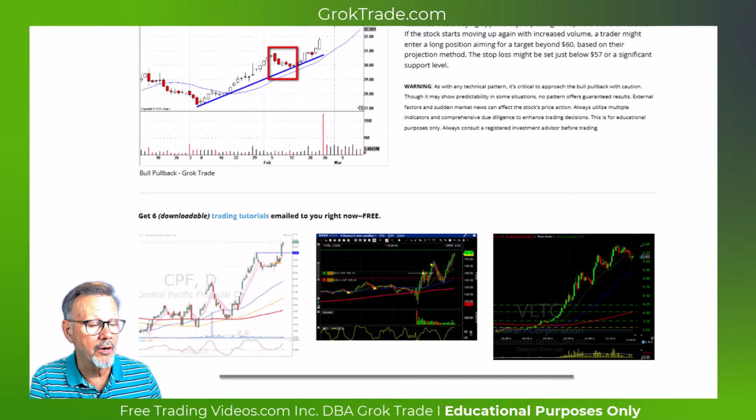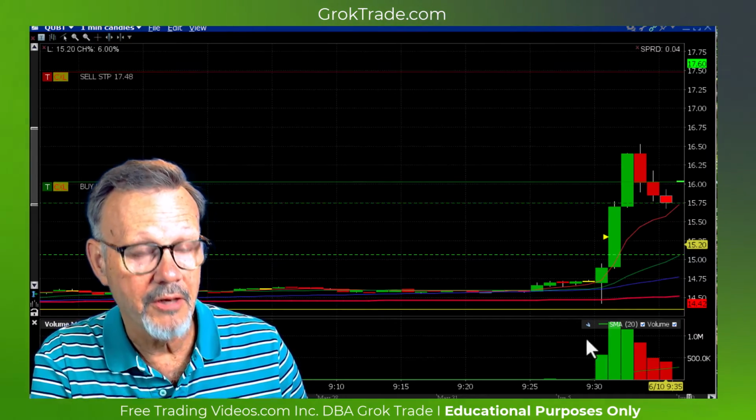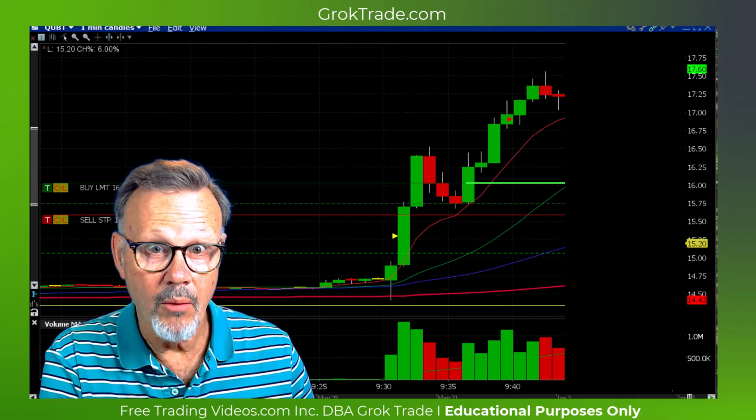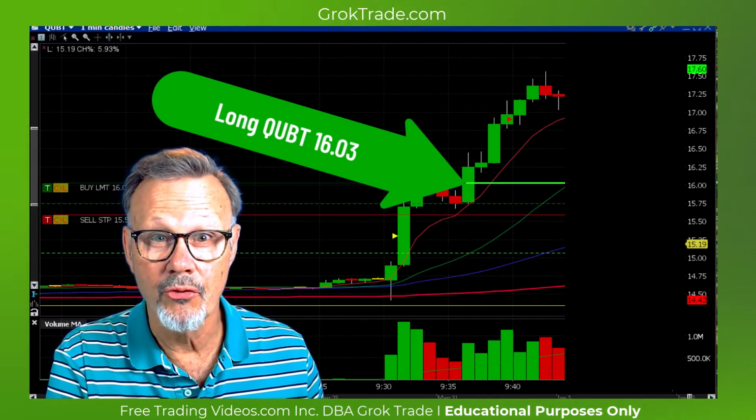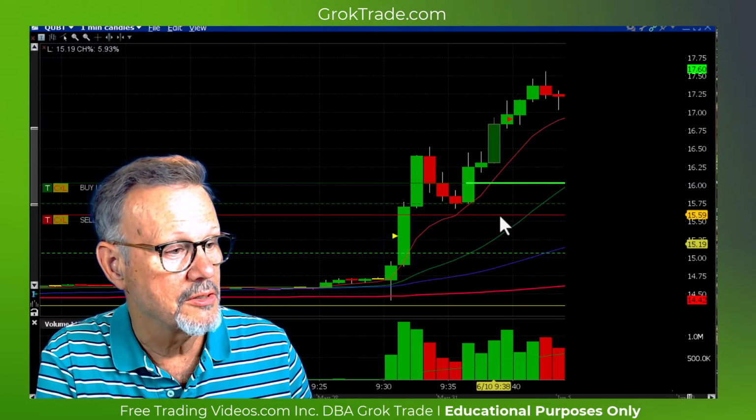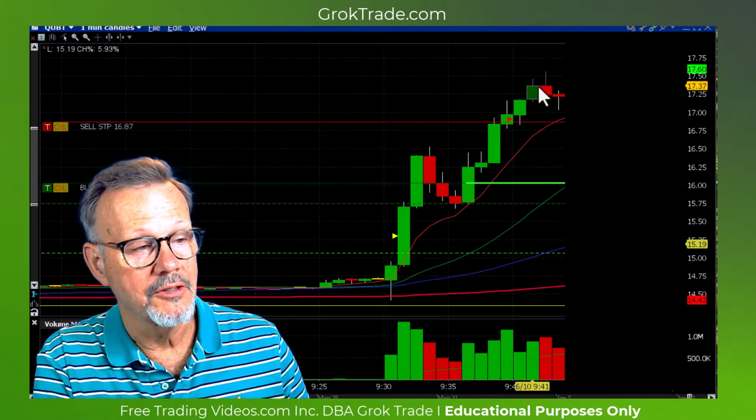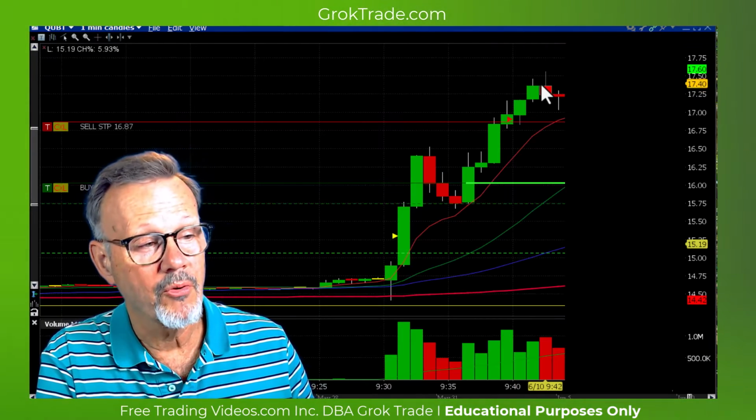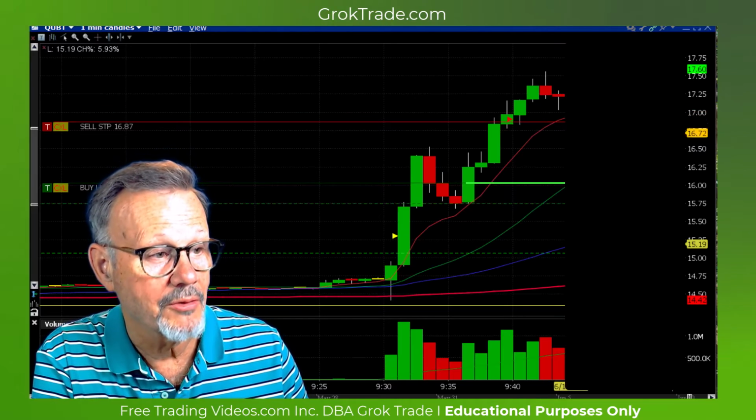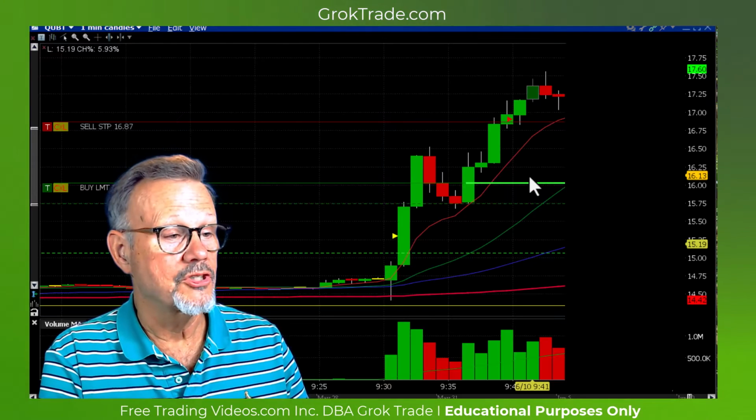So let's get back to our example here on QUBT. I set my trade right there and I let the market come to me. Let's see what happened next. Boom, boom, boom. I got in at 16.03 and I was moving my stop up along this 8 EMA as it was rising, and went up here 1, 2, 3, 4, 5, 6, and now it was high basing up here. It just started to do a little high base and pull back a little bit. So I pulled my stop up just under the 17 even dollar amount, as well as just under the 8 EMA, and we're just waiting to see what happens next.